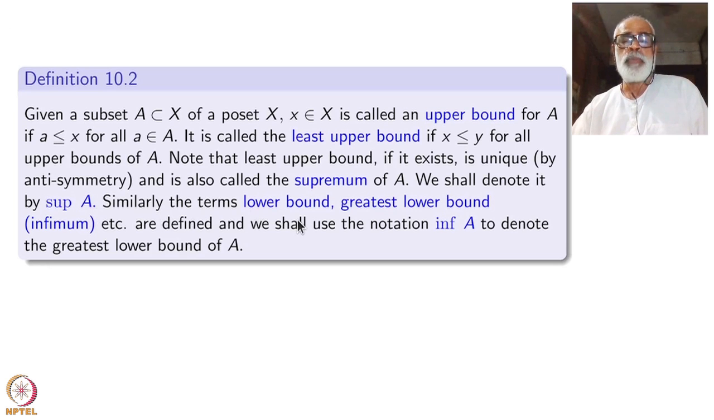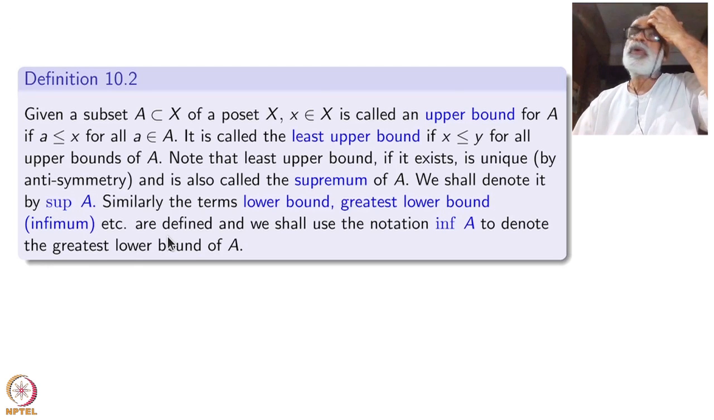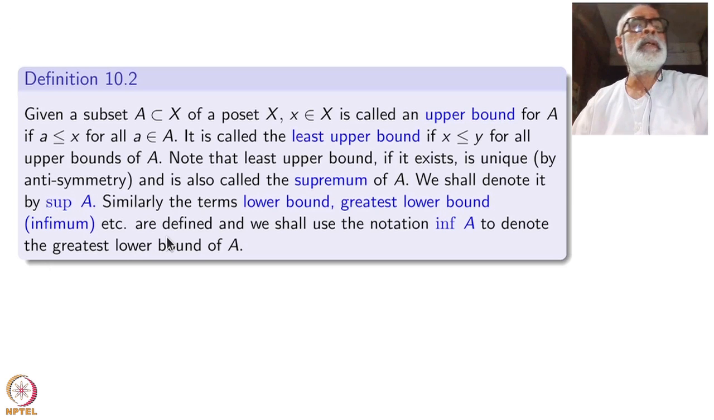Similarly, the terms lower bound, greatest lower bound, infimum, etc. are defined. So all these things we are using, and we are used to them from the study of real numbers. The same definition, same thing. The only thing is, in real numbers, there will be addition, subtraction, multiplication. Nothing of that will be used here. They are just arbitrary sets. How far can you go, what analysis, what topology can you do with just the order there, that is the topic here today.